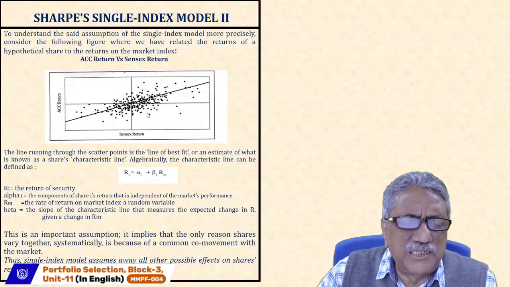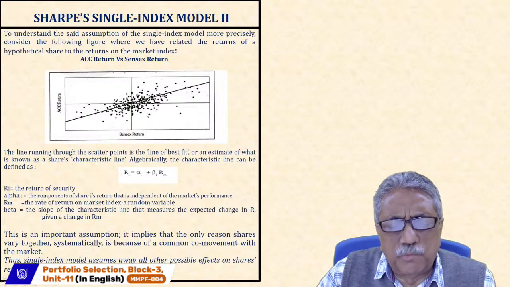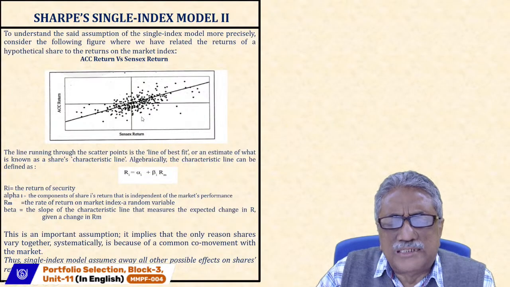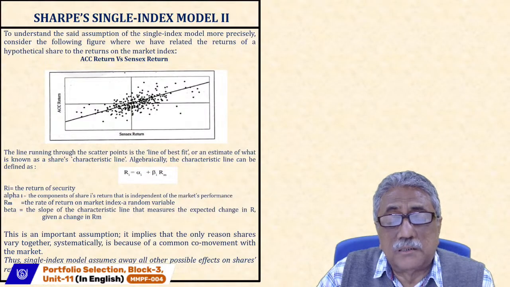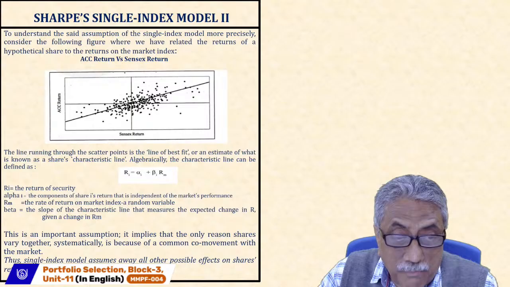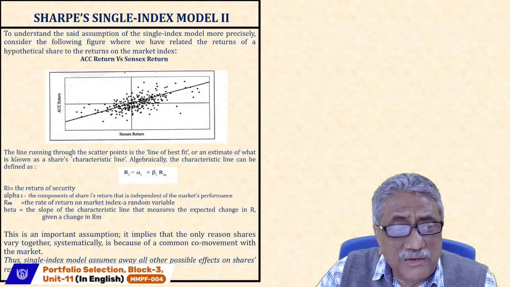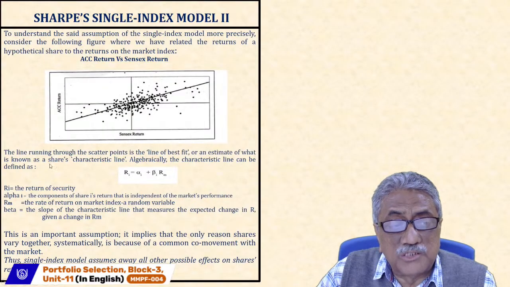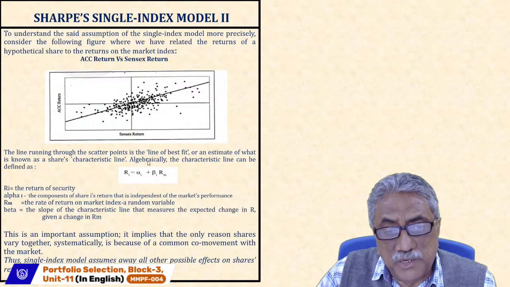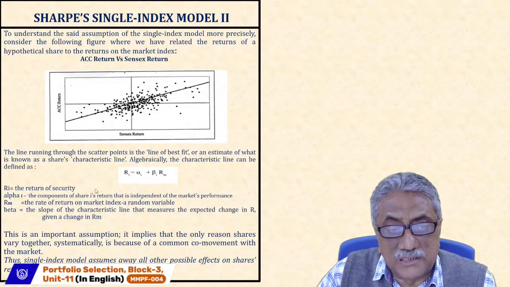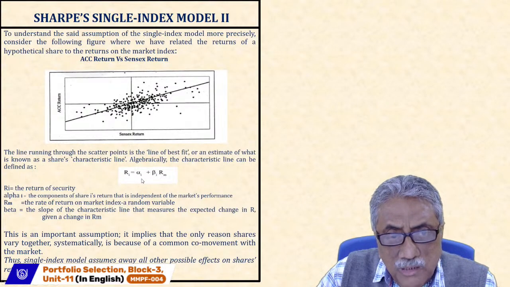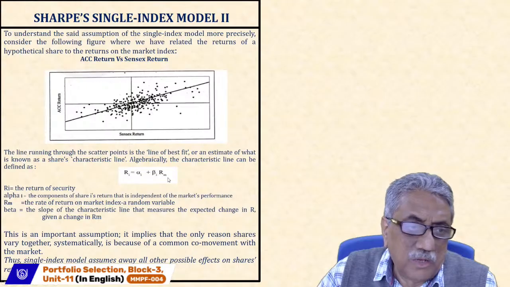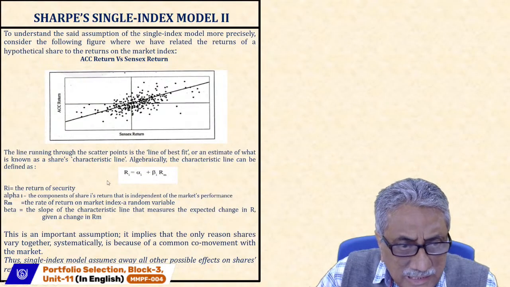Sometimes, if you see the data on a monthly basis, every day, you may find that on most of the days HDFC Bank or RIL or TCS, some of them have gone up. That has made Nifty go up like that. Now the line running through the scattered points is the line of best fit, or an estimate of what is known as the share's characteristic line. Algebraically, the characteristic line can be defined as R1 = alpha 1 + beta 1 * Rm. Now I will explain what R1 is. R1 is the return on the security.